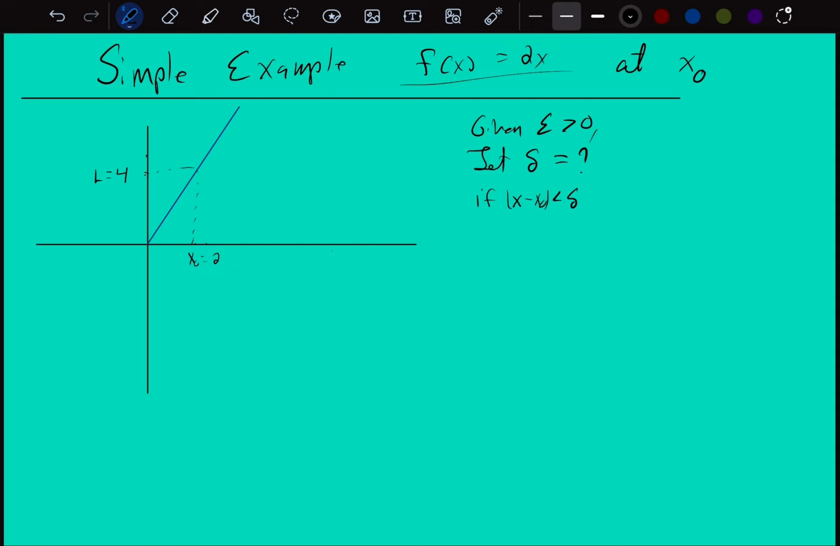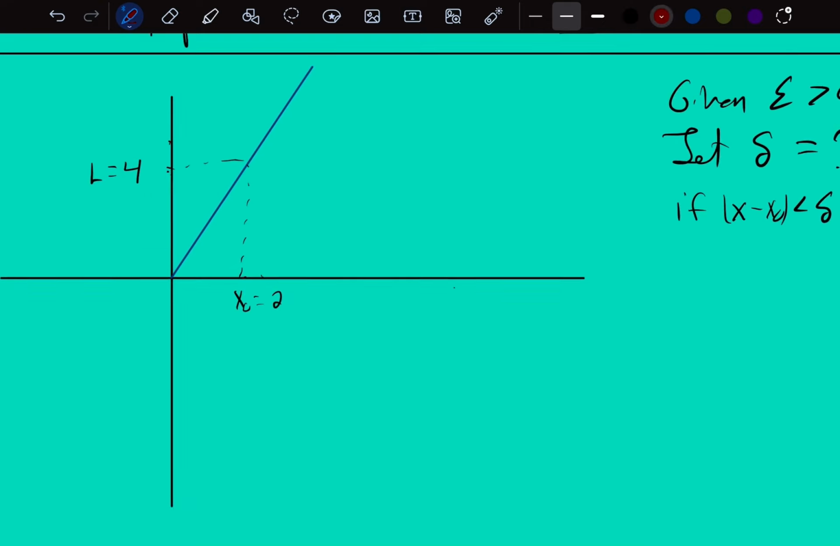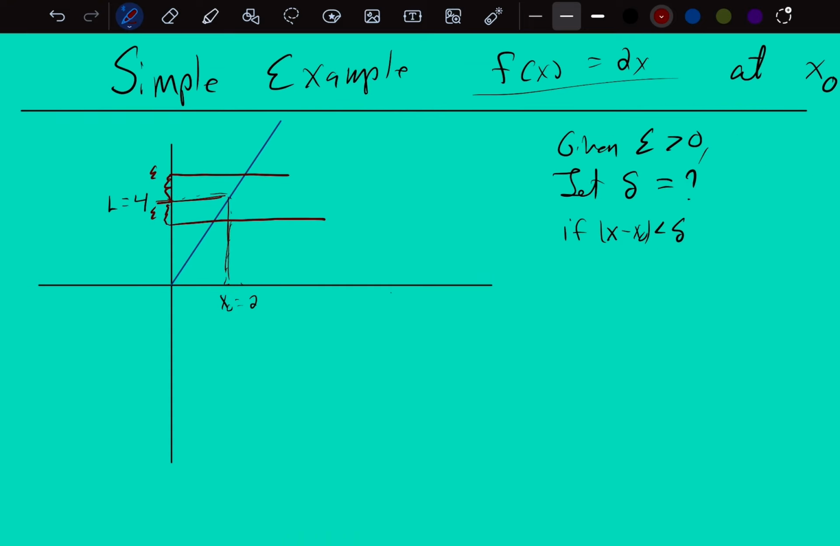Look at this. First, give me an epsilon. This is our L. We're saying L is 4. We're testing L equal to 4. Well, our epsilon, epsilon, epsilon. So this is our vertical region. We want to be within this region. Let's see, what do we want our delta to be?